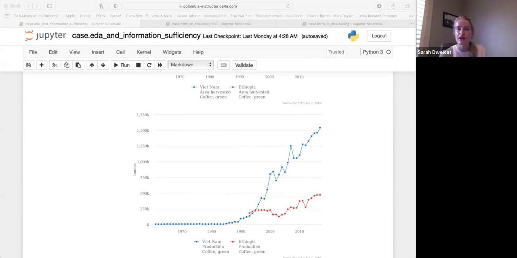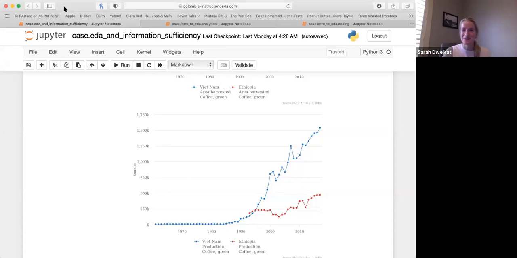Since we are looking for a country that has really increased their production, we are limited in the countries we can compare to, because we want a really successful country that has gone from being not a huge producer to being a huge producer. That's another reason why Brazil wasn't a great fit. Brazil has always been a top coffee producer. Vietnam was not, and Ethiopia has not been.